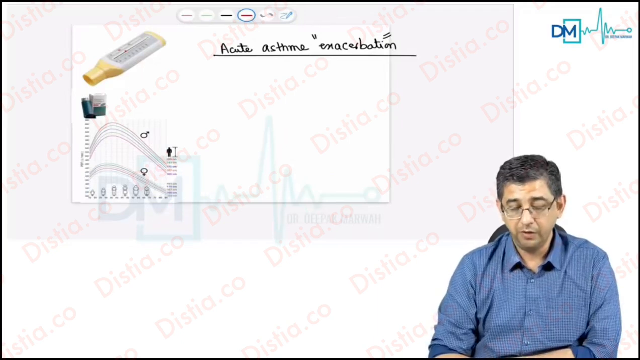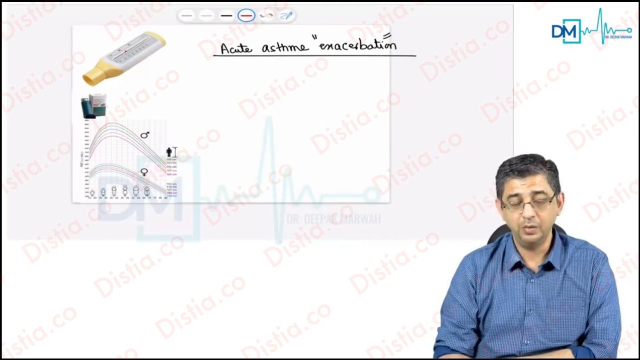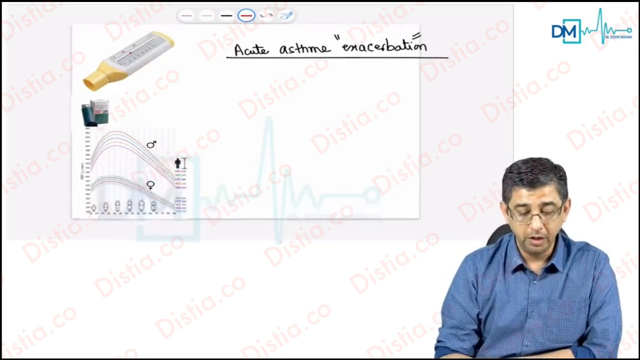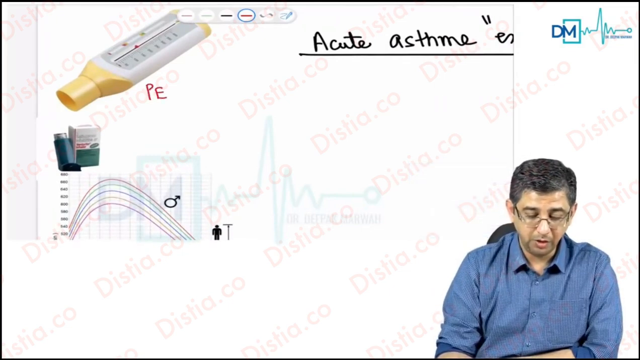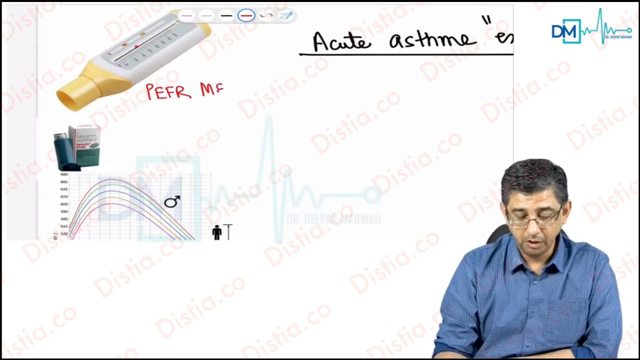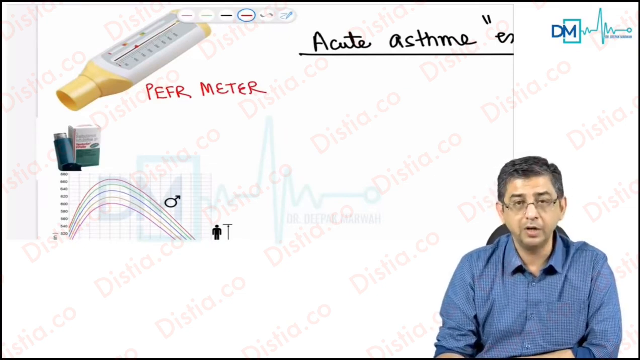We shall now be discussing management of an acute asthma exacerbation. For a person to understand that he is deteriorating, we need objective evidence, because every patient will say I'm having breathlessness. So ideally, for objective evidence, I will ask the patient to purchase from Amazon or any other medical website a peak expiratory flow rate meter. The cost is hardly about 400-500 rupees, so it's fairly economical, I will say.